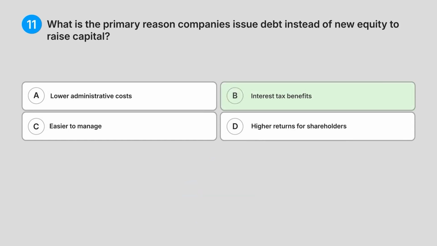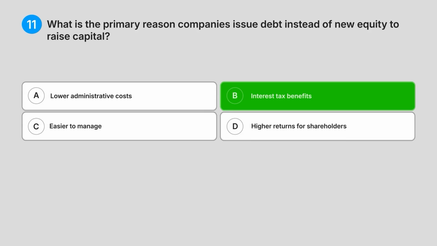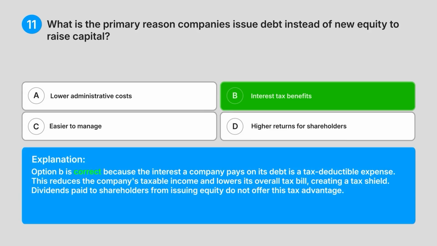Correct answer, B. Interest tax benefits. Explanation. Option B is correct because the interest a company pays on its debt is a tax-deductible expense. This reduces the company's taxable income and lowers its overall tax bill, creating a tax shield. Dividends paid to shareholders from issuing equity do not offer this tax advantage.